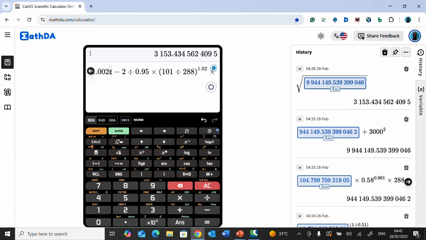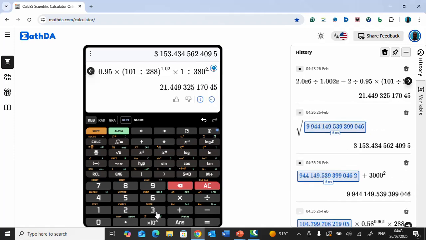Now times 1 divided by 380 raised to power 2.53. So this will now be equal to this. So it's equal to 21.449. So we have gotten this.